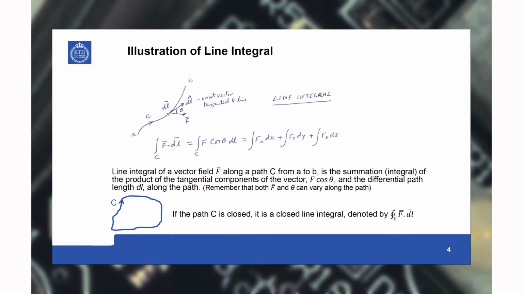Now if the path C is closed, then it is called a closed line integral, which is denoted by the integral symbol with a circle as well as a subscript C, F dot dl. So this is the closed line integral.